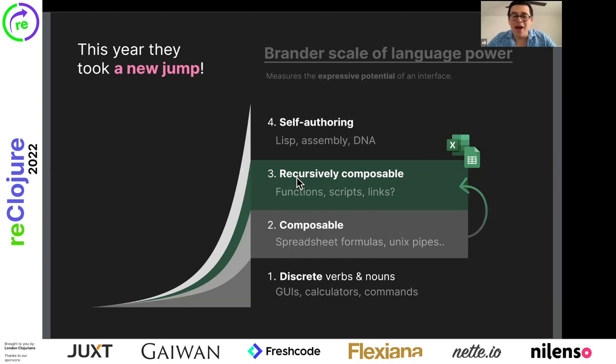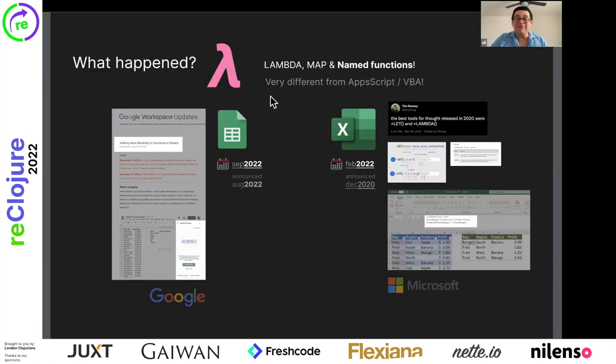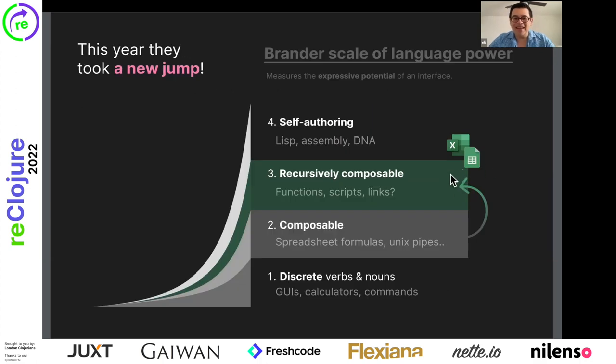Okay, so something this year happened, which is spreadsheets took a leap from level two to level three. What happened? Lambdas happened. This is very recent. In September, in Google Sheets, we got lambdas, a map, and named functions. And in Excel, we got this in February. So the two biggest players took this next step to level three.